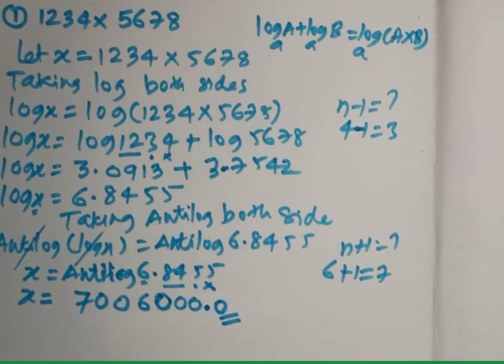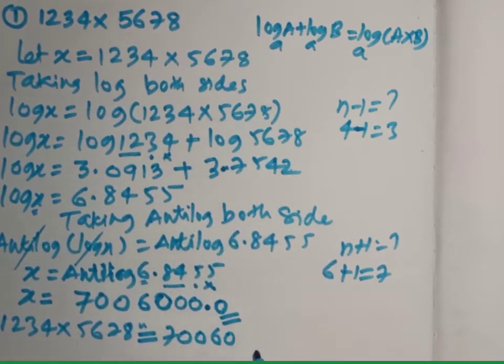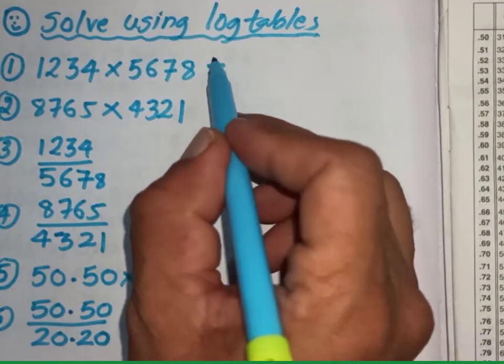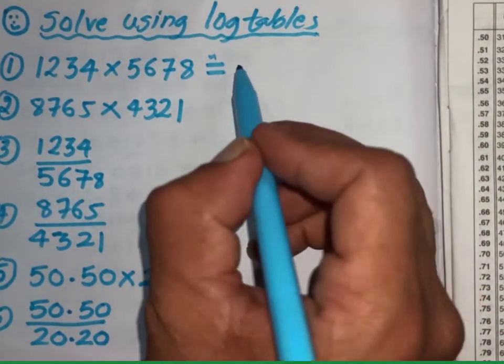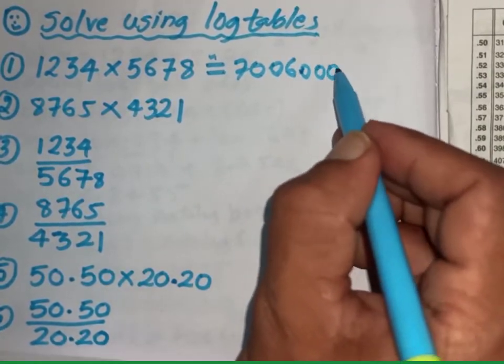I'll write this as an approximation, because we have the limitation of the logarithm. Therefore 1234 multiplied by 5678, you can write is equal to, or you can approximate also if you want. It comes to 7006000.0. This is how you solve the problem. Thus the answer we have found for the first problem, we can write directly, it comes to be nothing but 7006000.0.